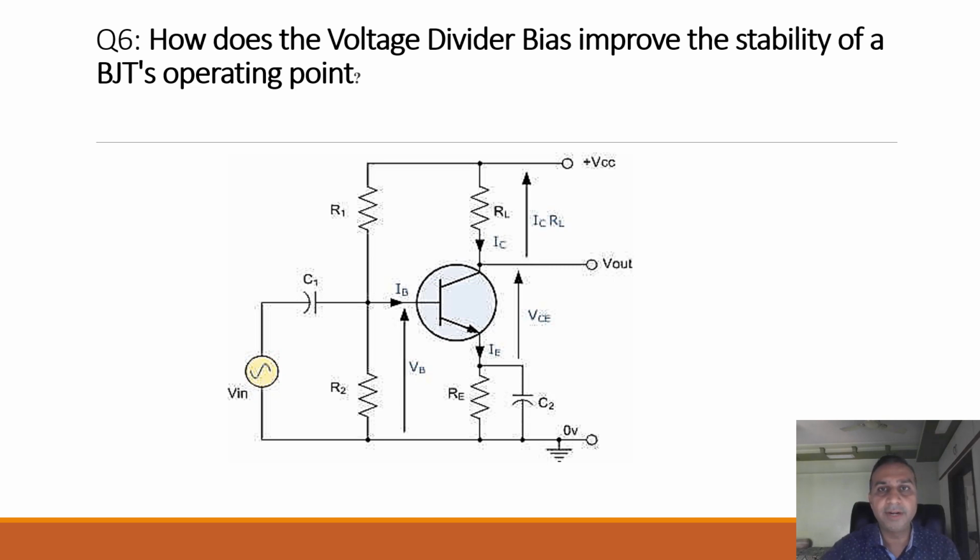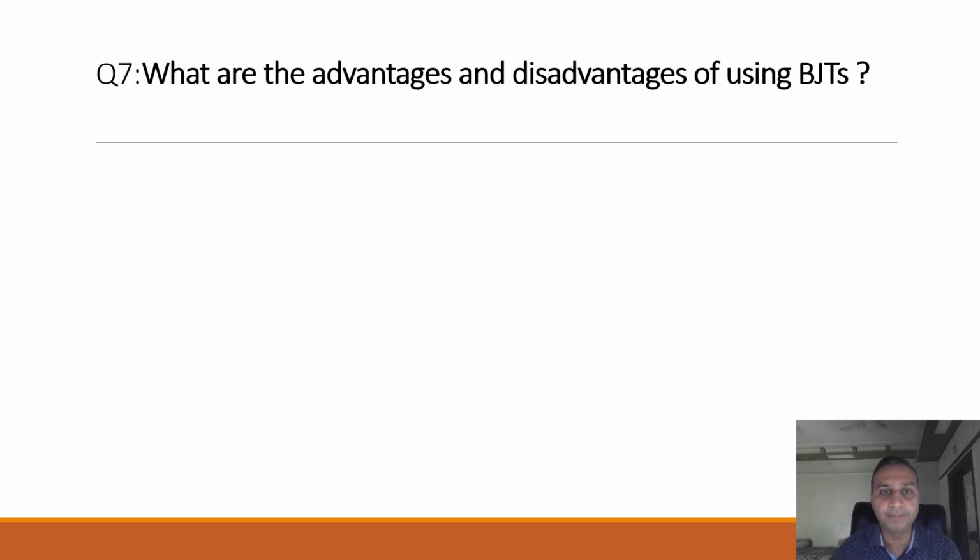How does the voltage divider bias improve the stability of BJT's operating point? Voltage divider bias uses a pair of resistors to create a stable base bias voltage, which is less dependent on transistor's beta value and external conditions such as temperatures. The voltage divider network is formed by two resistors R1 and R2, which provides a fixed voltage to the base independent of transistor characteristics and provides a stable operating point.